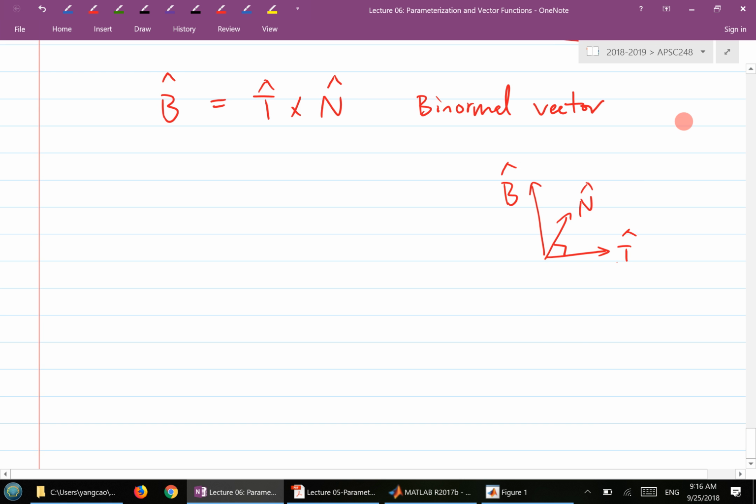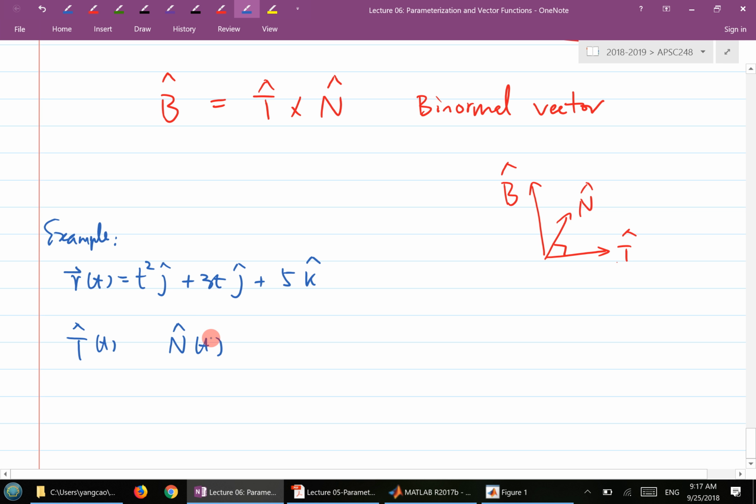Okay, so I do have an example here, so we still have a few minutes. I don't think I'm able to finish the example, but let's just start it here. Here's the vector function, and I want you to obtain the unit tangent vector and the unit normal vector.